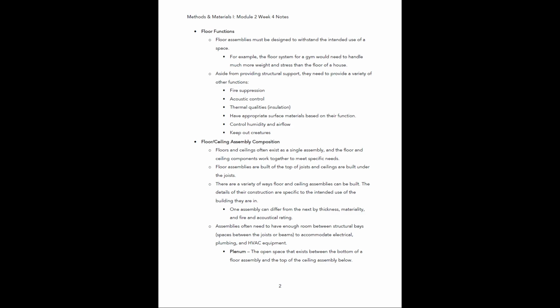Assemblies often need to have enough room between the structural bays, the spaces between the joists or the beams, to accommodate electrical, plumbing, and HVAC equipment. Within our floors and our ceilings, obviously, we have air ducts, electrical wiring, and plumbing. So the flooring and ceiling system has to be able to accommodate that by the spacing and the way it's put together, so that those things can fit and work as intended.